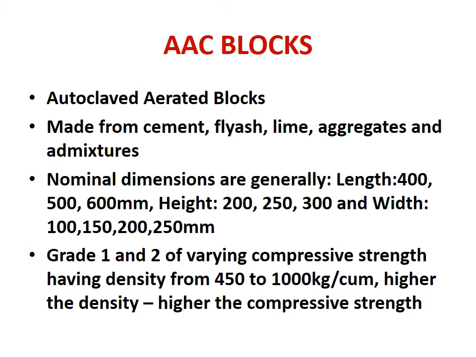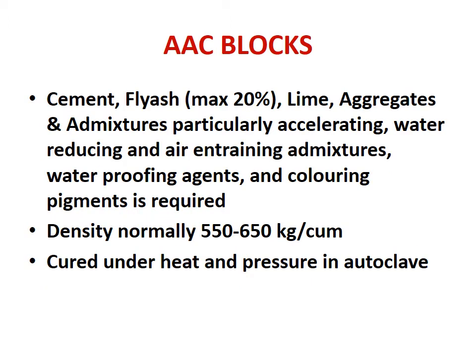And then we know that the types of AAC blocks are grade 1 and grade 2, and they have compressive strength of varying density that varies from 450 to 1000 kg per cubic meter. The higher the density, the higher the compressive strength. Then we know that fly ash is mixed in AAC block, therefore it is considered a green product.